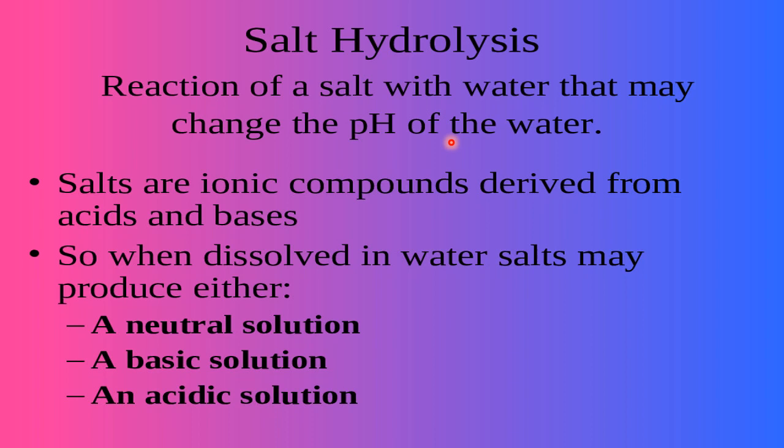If both are equal, weak acid and weak base, or both strong, they will nullify each other, and the salt is called a neutral salt. So depending upon the type of acid and base, whatever salt is formed will change the pH. That's why it is said that the reaction of a salt with water may change the pH of the water.